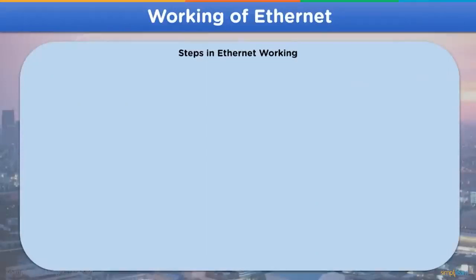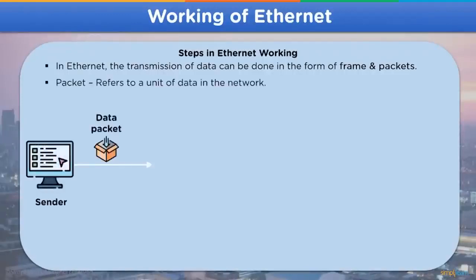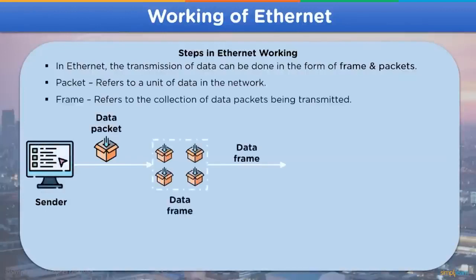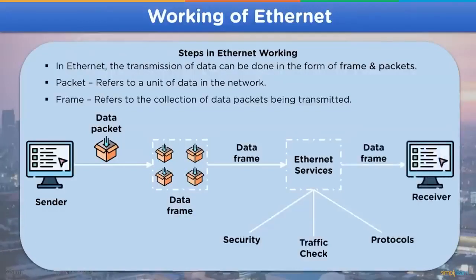But before we begin with the model, the point to be noted is that the transmission of data over the Ethernet channel is divided into two parts, frames and packets, where a packet represents a unit of data in the network, whereas a frame refers to the collection of data packets being transmitted over the channel. And the application of Ethernet services, which includes security, traffic check, and protocols, is applied on the data when it reaches the receiver end.